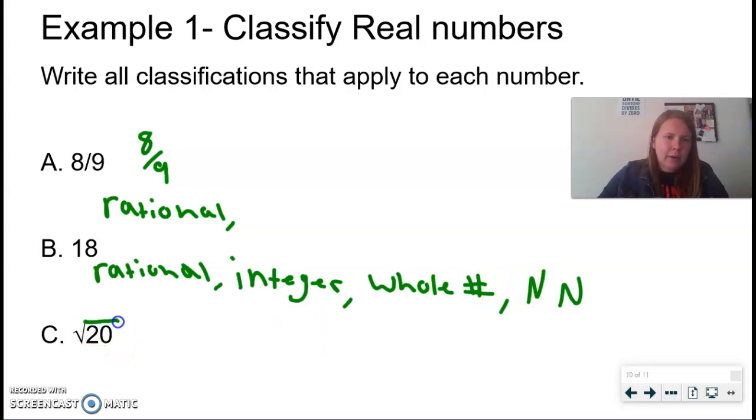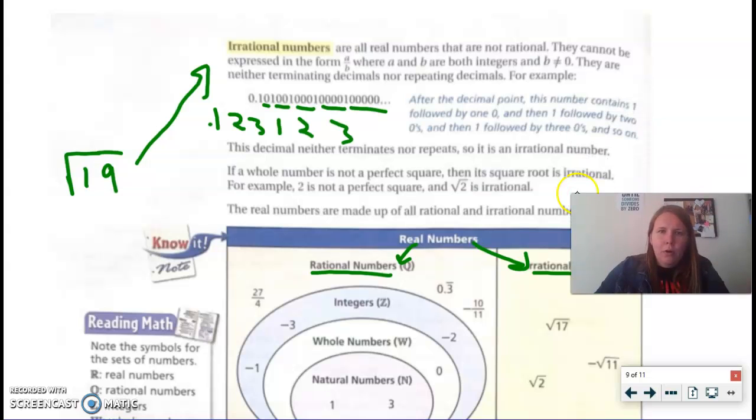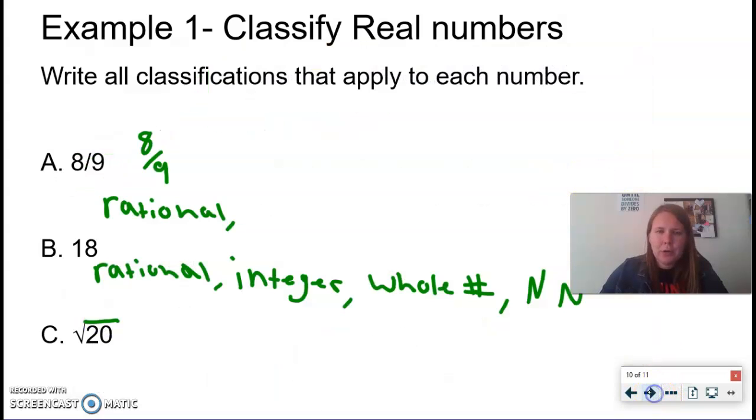And then see here, we have a square root of 20, and square root of 20 is not a perfect square. And so if you go back and look, if a whole number is not a perfect square, then its square root is irrational. So my answer for this one is irrational.